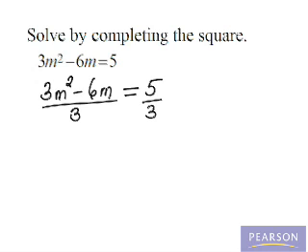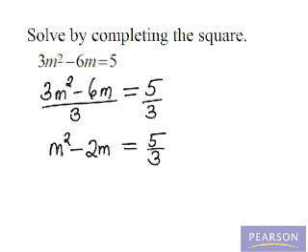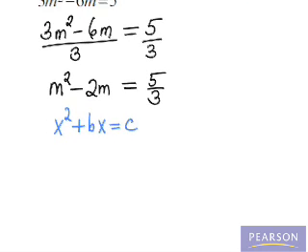Dividing 3 into both parts of the equation, we get 3m squared divided by 3, m squared, minus 6m divided by 3, 2m, equals 5/3. The equation is now in the form x squared plus bx equals c, so we can proceed to complete the square.